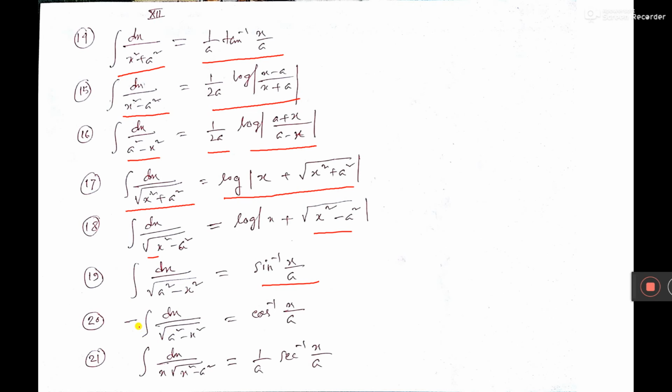And if it is minus dx by root over of a square minus x square, then it will be cos inverse x by a. Or if minus is not there, then here you can put minus. Integration dx by x root over of x square minus a square will be 1 by a sec inverse x by a.